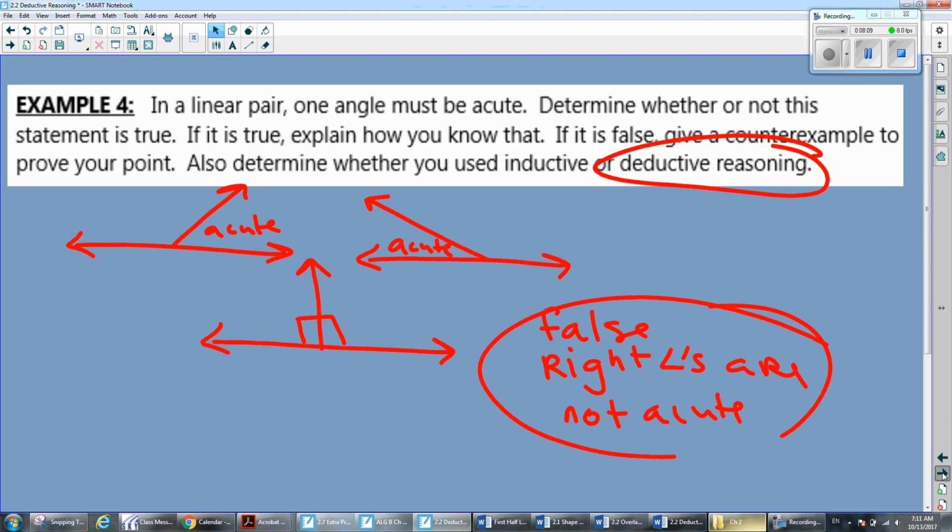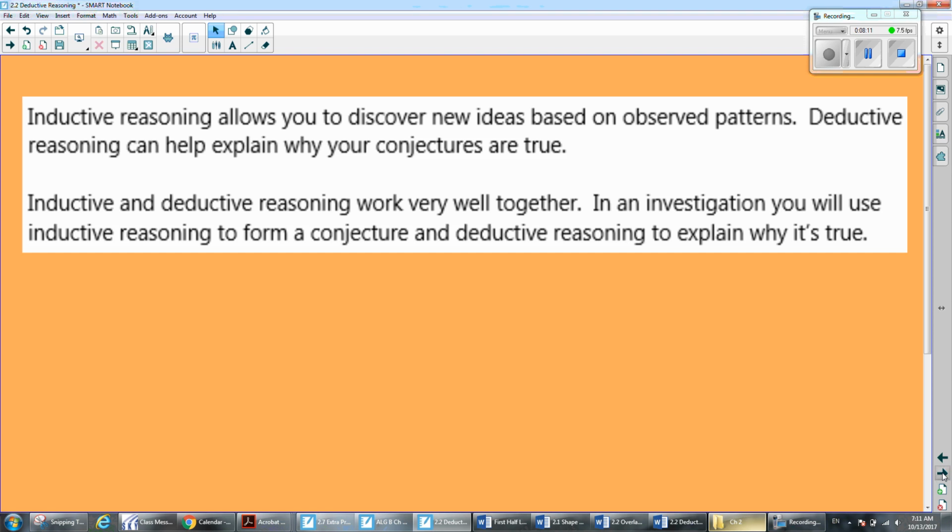Okay, so again, to summarize the big difference here, inductive reasoning allows you to discover new ideas based on observed patterns. Deductive reasoning can help explain why your conjectures are true. These two types of reasoning work very well together. In an investigation, you will use inductive reasoning to form a conjecture and deductive reasoning to explain why it's true.